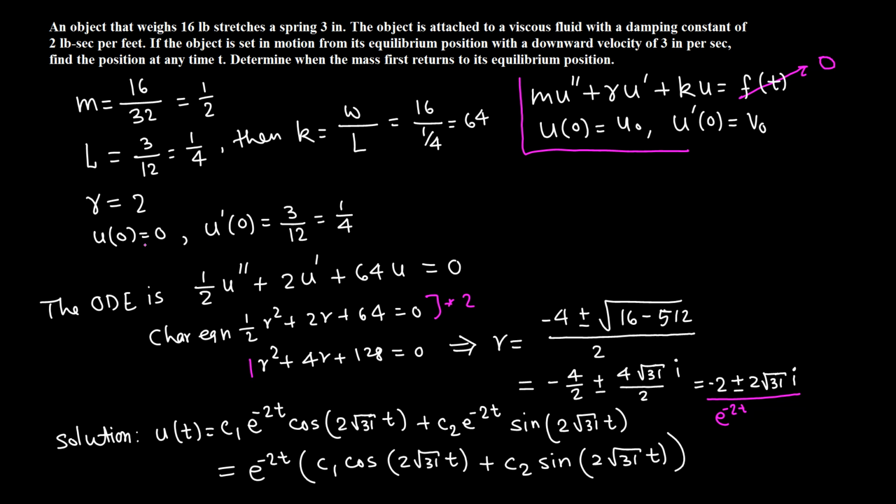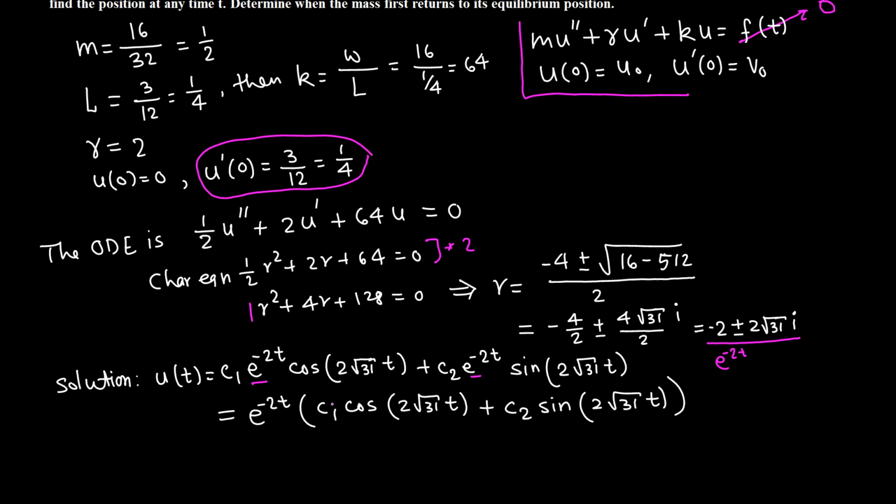But look at the second initial condition. We have u prime of 0. That's the initial velocity. We need to find the derivative. So to find the derivative, I want to factor e raised to negative 2t outside, then the remaining part here. So we have a product. Instead of using the product rule twice, I just want to use it once.